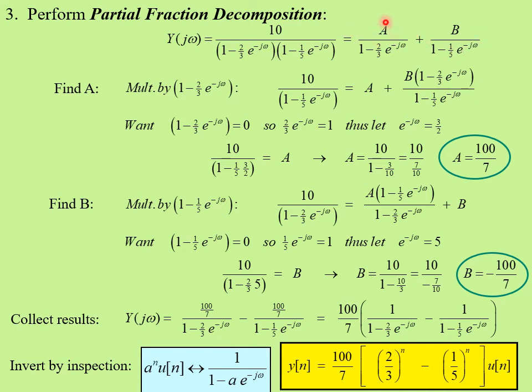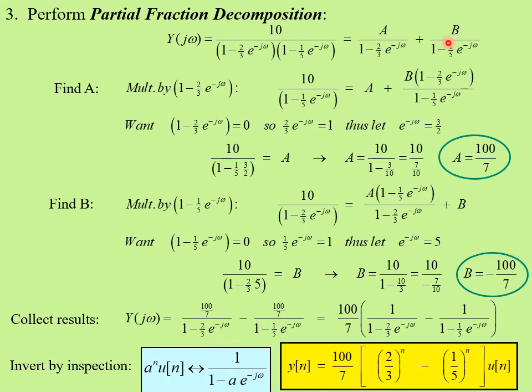We'll call the first one, we'll give it a coefficient A, uppercase A, and that's this term down here, 1 minus 2/3 e to the minus j omega. And the second term, we'll call it B, all right? And A and B, of course, are unknown at this time. We have to figure out what those values are, such that when this and this are added together, we get our original here. So how do we figure out what A and B are?